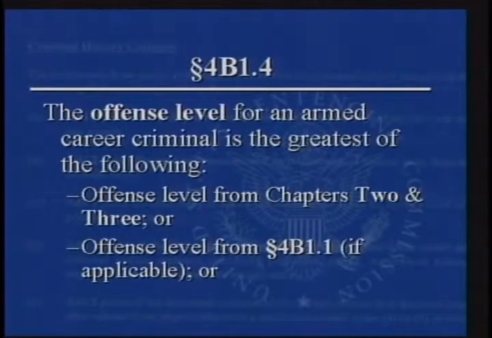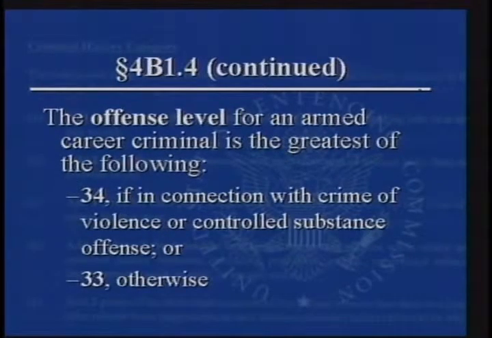The offense level for an armed career criminal is determined by choosing the greatest of the following items. First, once we've determined the offense level from chapters 2 and 3, we need to look at that total offense level. Or we look at the chart in guideline 4B1.1 for a career offender, provided that the defendant's prior convictions meet the definition or the defendant meets the qualifications of being a career offender. Or a 34 if the defendant possessed the firearm in connection with a crime of violence or controlled substance offense. Or in any other situation, the offense level would be a total of 33.